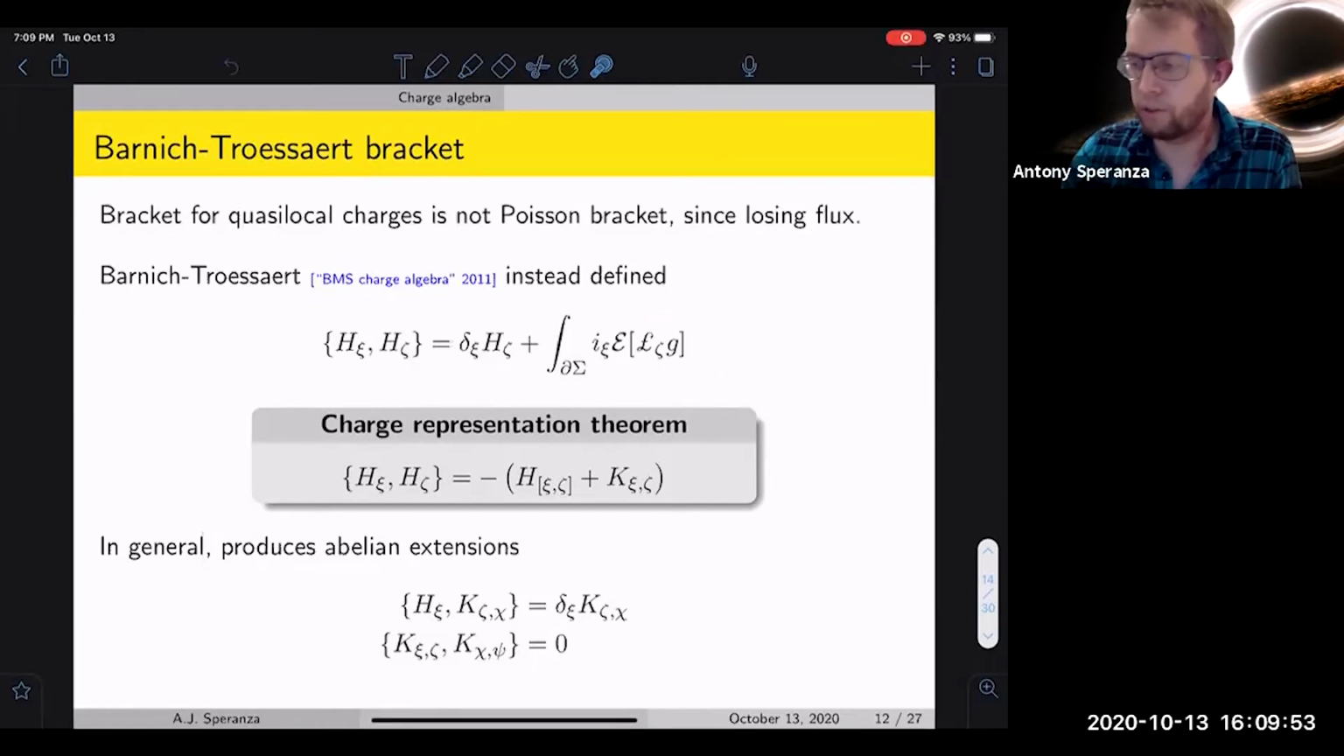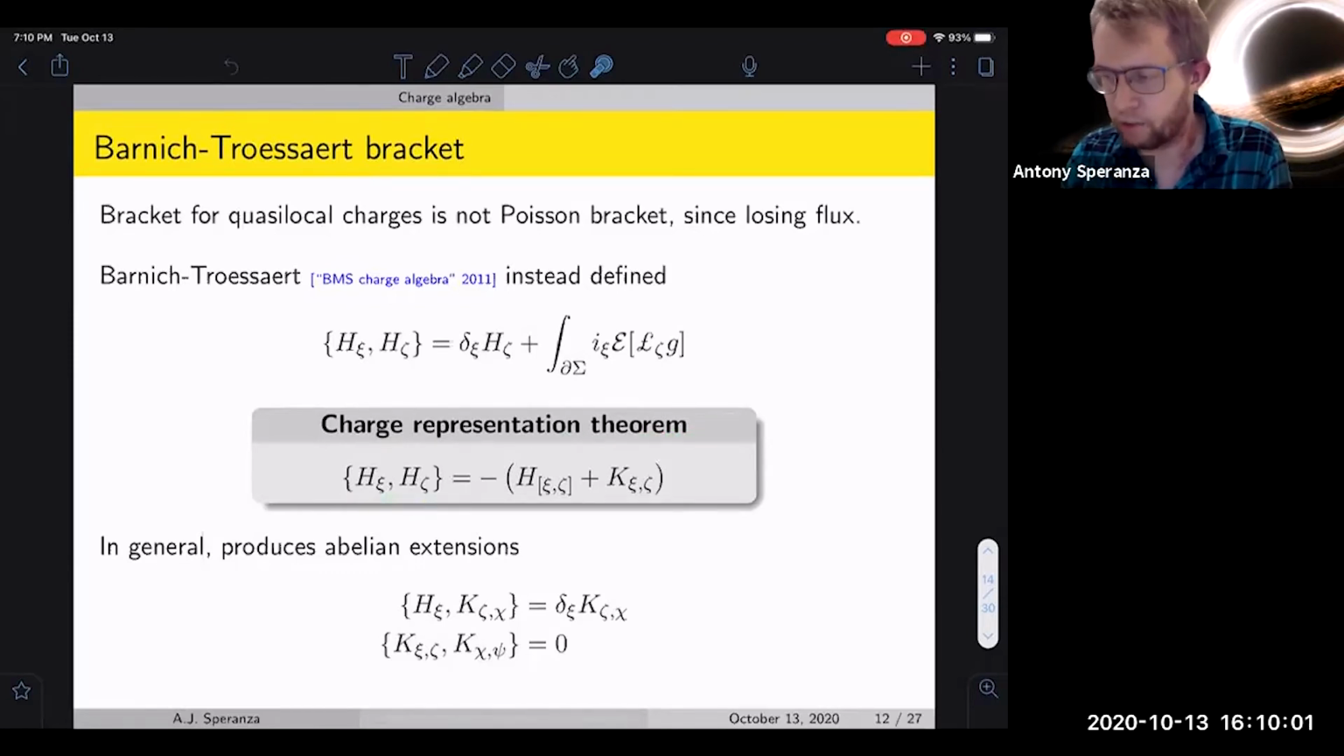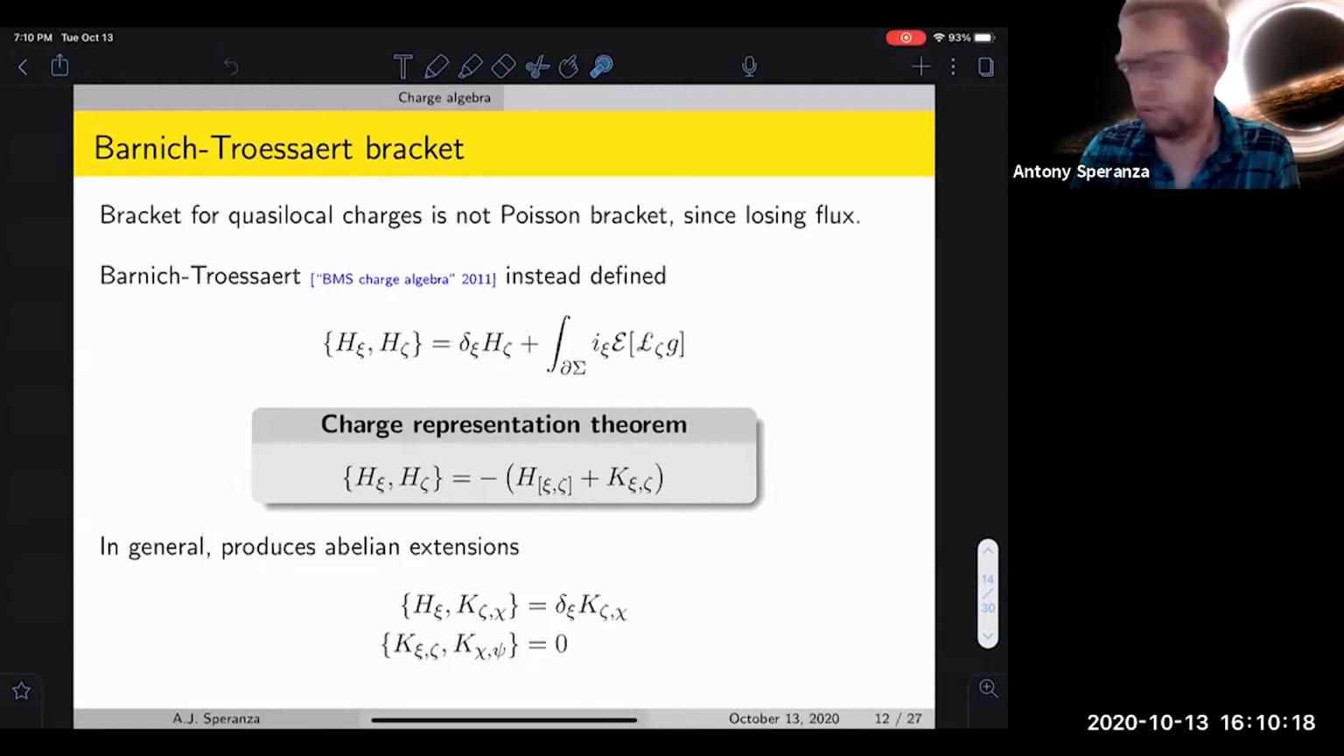And it's a really useful bracket because you can prove basically a charge representation theorem, which just says that the bracket of your charges is equal to the charge of the Lie bracket up to an extension. In general, normally in symplectic geometry, you have central extensions that appear here, but because we're considering a slightly different bracket, we have what's known as an abelian extension, where you could have multiple values for this k, and the h's can transform the k amongst themselves, but the k's commute.